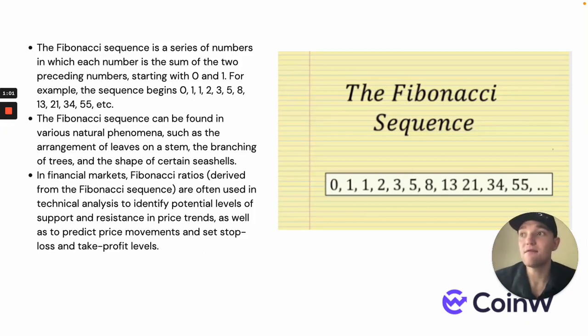Basically, the Fibonacci sequence can be found in various natural phenomena, such as the arrangement of leaves on a stem, the branches of trees, and the shape of certain seashells. So it's found in a lot of different aspects of life, and traders technically use it for technical analysis, and I'll be explaining how it actually works within the next couple of slides.